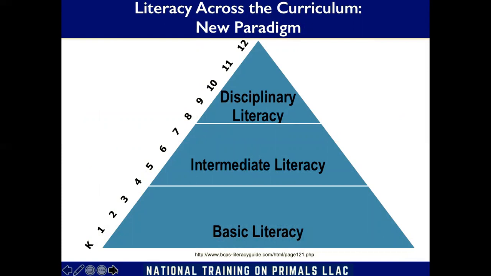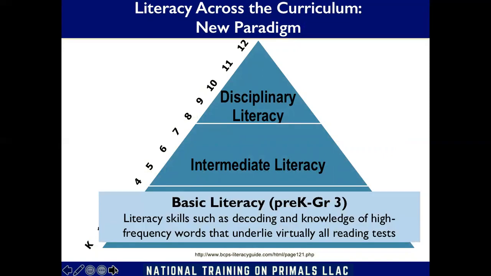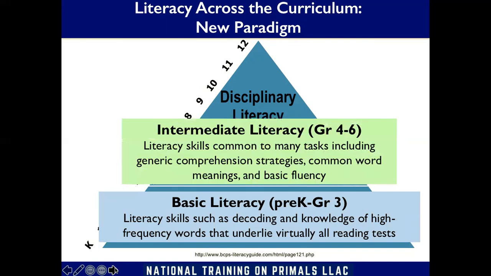More recently, the term disciplinary literacy has entered the educational jargon. This diagram shows the advancing levels of literacy as the student goes up the grades from basic literacy to intermediate literacy and finally to disciplinary literacy. Basic literacy occurring in grades pre-K to 3 involves decoding and knowledge of high-frequency words that underlie virtually all reading tests. Intermediate literacy, covering grades 4 through 6, include the skills common to many tasks, such as generic comprehension strategies, common word meanings, and basic fluency.